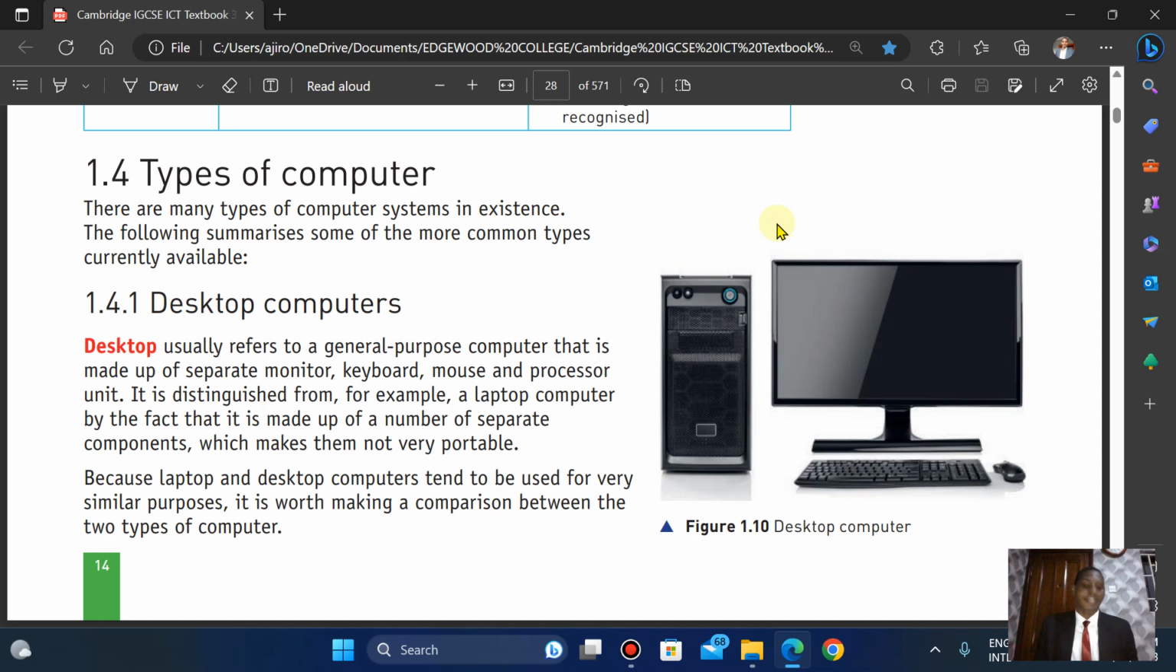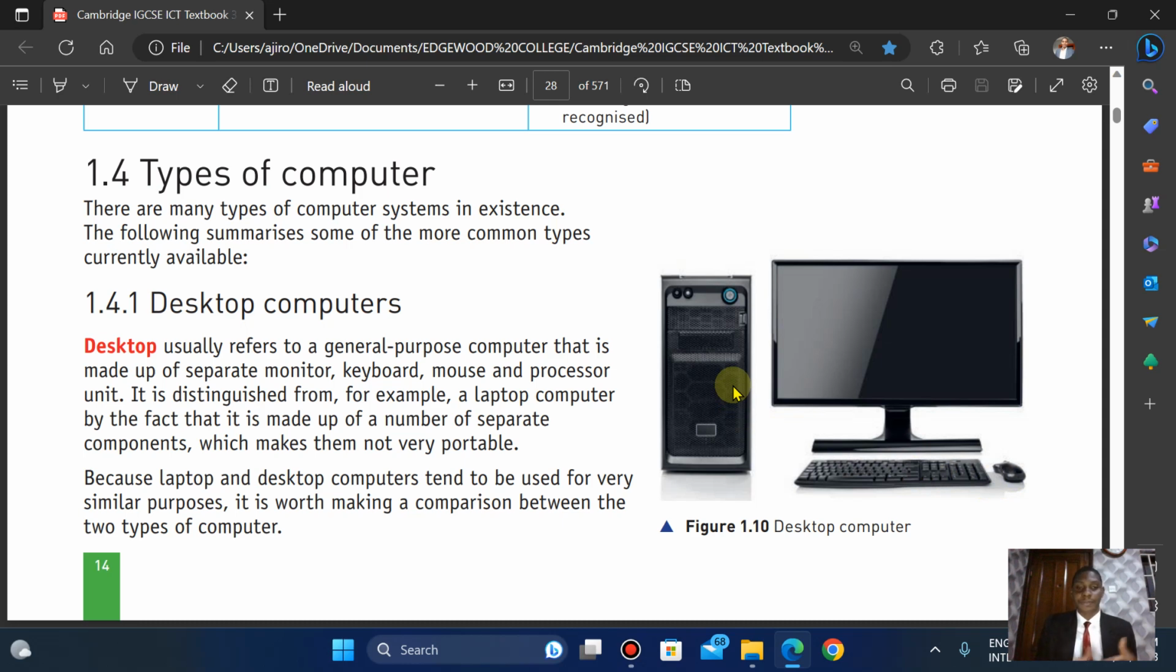Okay, and the first one is the desktop computer, which is actually a popular computer, because I want to believe everyone has seen a desktop computer. It's usually referred to as what we call a general computer, and that is made up of several components. Like we have the monitor, the keyboard, the mouse, the system unit, what we call the processor, which is embedded in the motherboard.